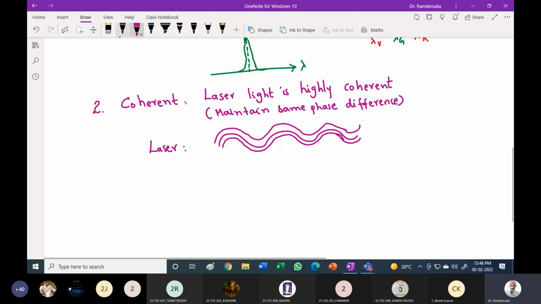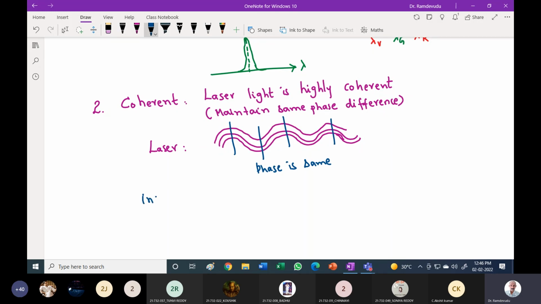I'm writing it again. So you can say that any point you select, this point or this point, the phase is the same for all the waves. Phase is same. We call such lights coherent lights.